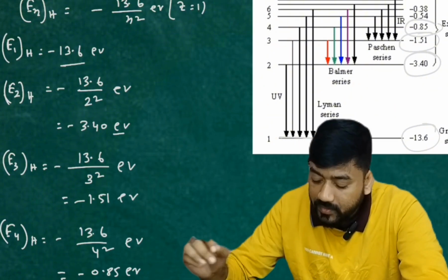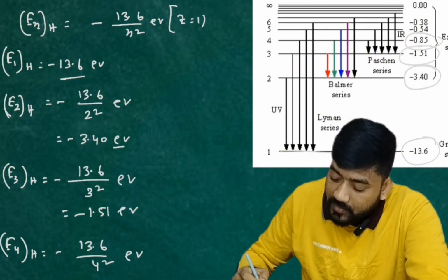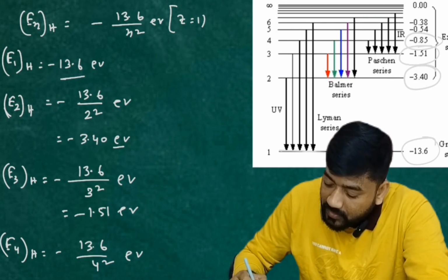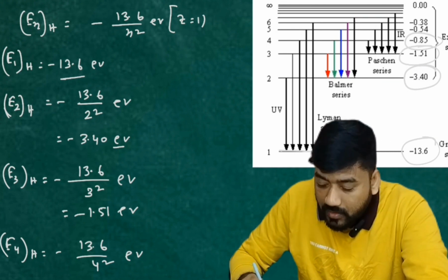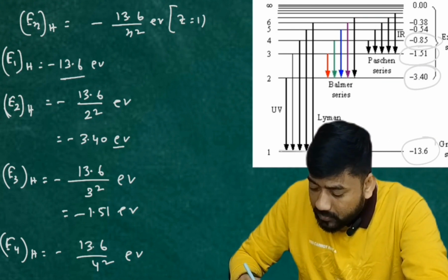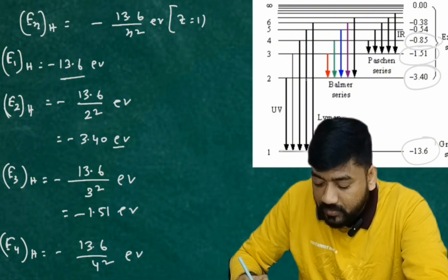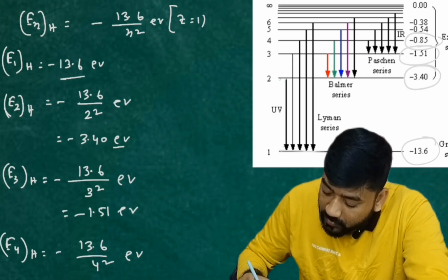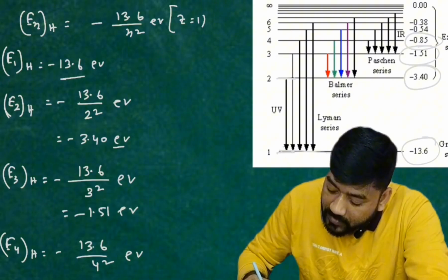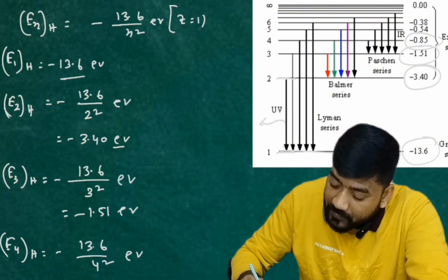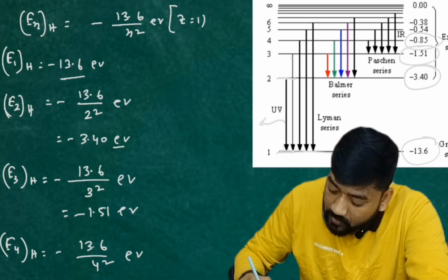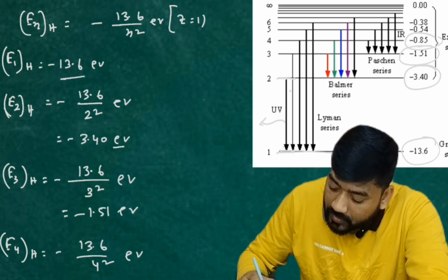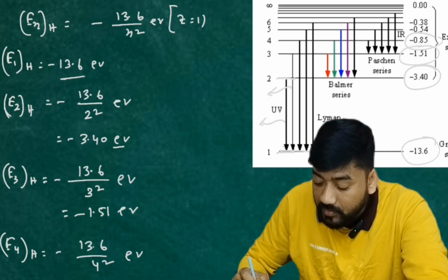Now how will you get the line spectrum of hydrogen atom? For example, suppose the electrons jump from the second orbit to the first orbit. If an electron comes from energy level 2 to energy level 1, it will radiate energy. Similarly, if it moves from 3 to 1, it will give another radiative energy.